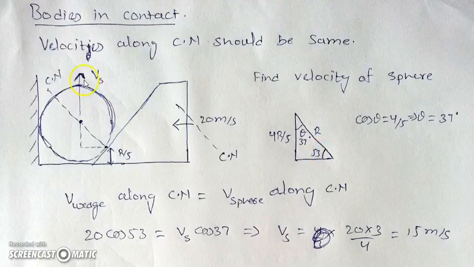We can take the component of velocity of the sphere along the common normal, which will be equal to the component of velocity of the wedge along the common normal. By just substituting the values, 20 cos 53, because 20 is in this direction and the common normal is this. The velocity of the sphere is in the upward direction, the common normal is this. So Vs cos 37, we get Vs as 15.